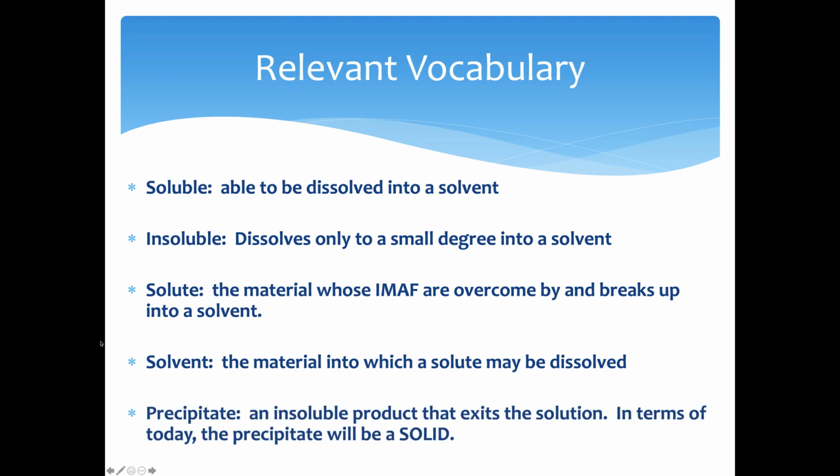And a precipitate is an insoluble product that will leave the solution. Some examples of this would include rain. For example, when the water vapor can no longer be held by the atmosphere, the excess water vapor precipitates out in the form of rain or snow or hail or something else. For these reactions today, the precipitate will be a solid that forms and snows its way out of the solution to form a pile of solid on the bottom of your reaction flask.